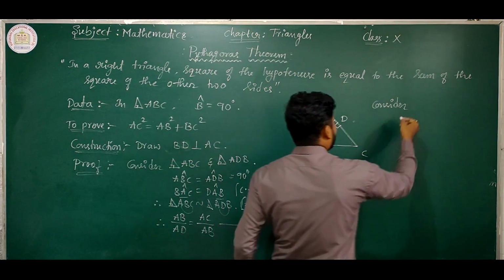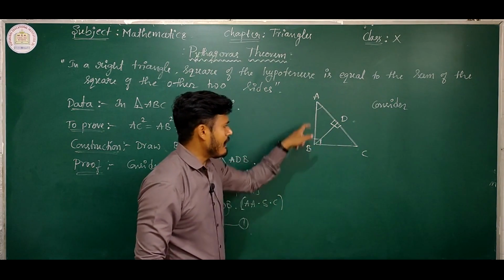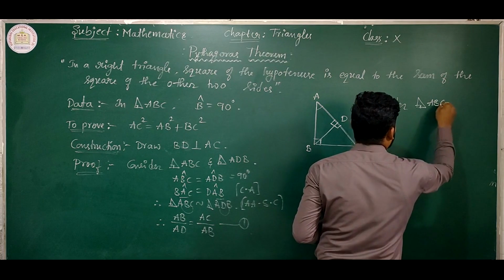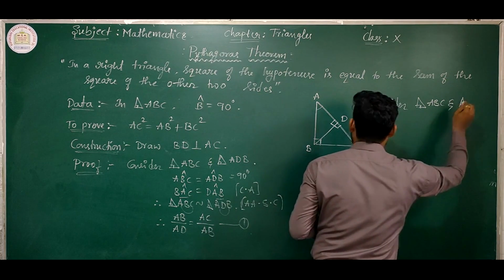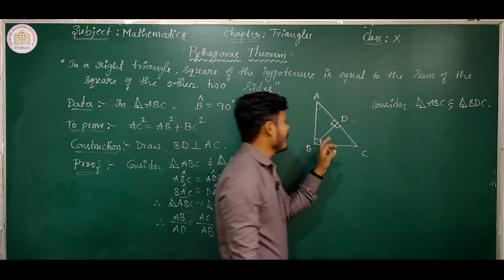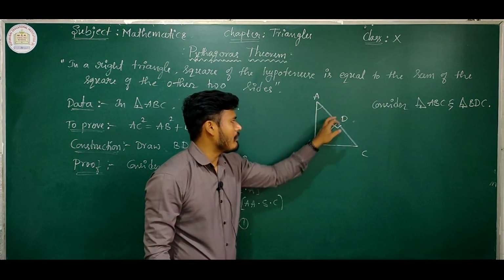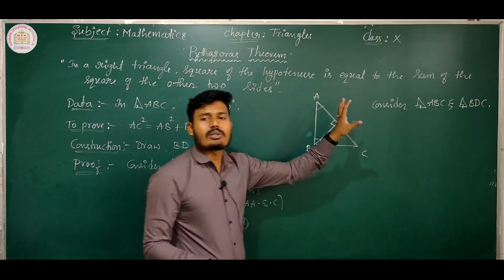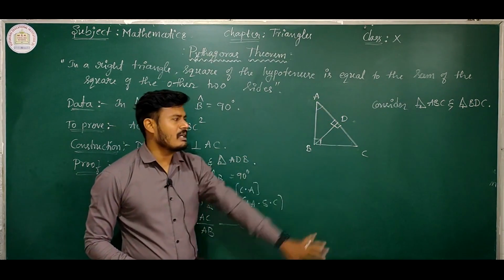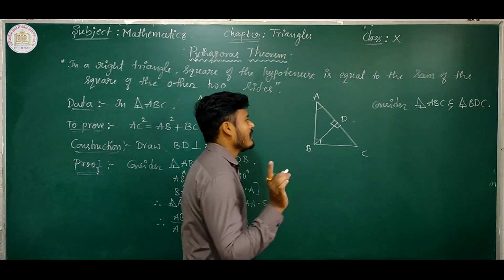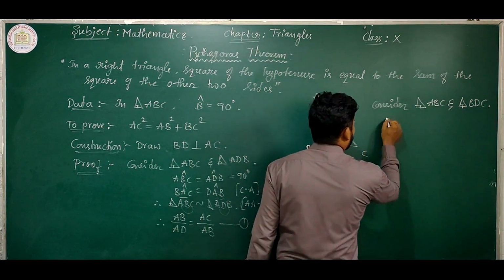So consider the second pair, that is right angle triangle ABC and right angle triangle BDC. You should consider ABC and BDC. Now we should prove that these two triangles are similar also. That's why we use the AA similarity criterion. You should keep it in your mind. That is also very important.